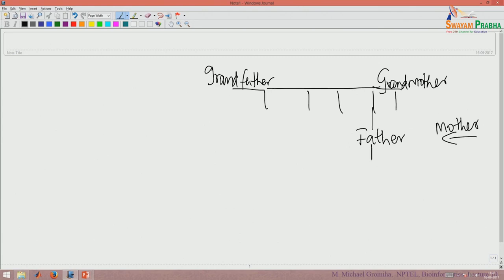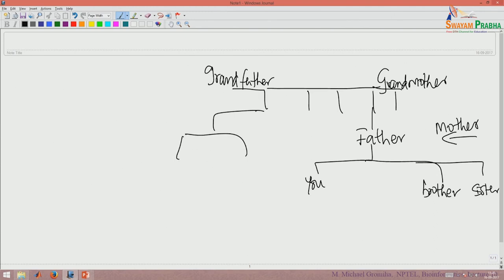So here they have several children, right? This may be you, these are your siblings, your brother, sister, and so on. Here also you can have different sons or daughters of these grandparents. Then here you are. So you have your son, your daughter, and so on, right? So you have these relationships.